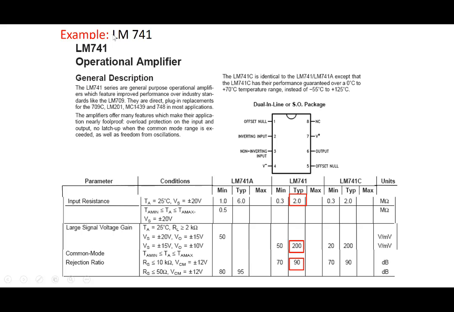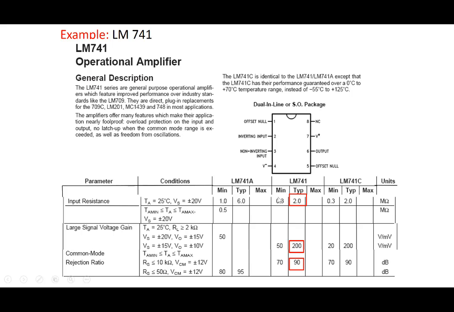For example, this is a very common operational amplifier that you would also use in the lab, 741. And if you look at the gain of the amplifier, it is 200 volt per millivolt. So the ratio is 200 times 10 to the power 3. So the gain of this amplifier is 2 times 10 to the power 5. And common mode rejection ratio written in terms of dBs is 90 dB, typical value. So that's also, 100 dB is like, again, 10 to the power 5. So these are very, very high values.